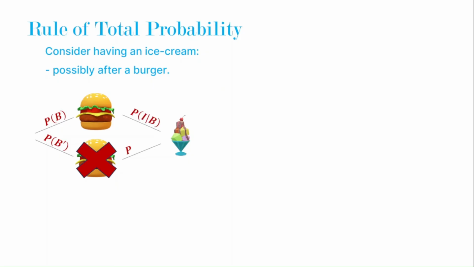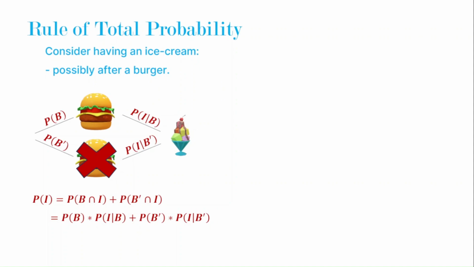Also, we have the probability of having the ice cream given we already have the burger, and the probability of having the ice cream without having the burger. Then our total probability of having the ice cream will become P(B) multiplied by P(I|B), plus P(B') multiplied by P(I|B').